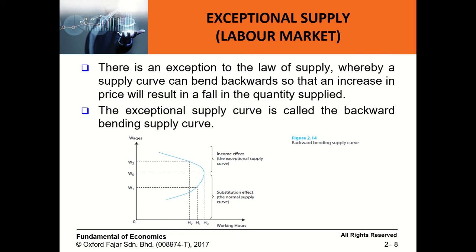Okay. Why do we include wages? Because wages is the price of labor. Okay, because now we are talking about the labor market. So I can say that normally the higher the wages, the more the working hours that we want to offer. However, after W0, what happens here? The higher the wages, actually the lower the supply of working hours. For example, when the wages increase from W0 to W2, the working hours fall from H0 to H2. This is actually called the exceptional supply. Why? Because the higher the price, which is the wages, the lower the quantity of services to be supplied, which is only H2 as opposed to H0.